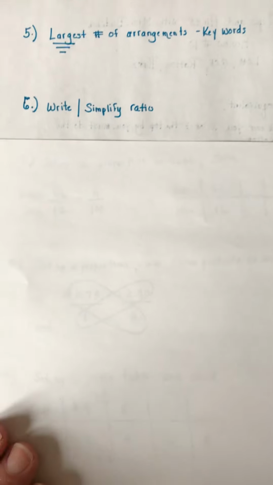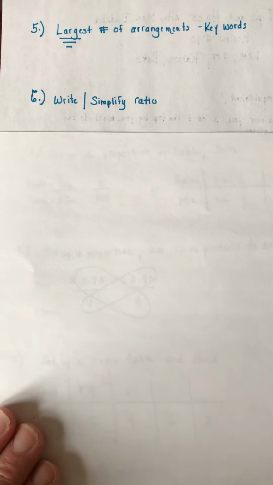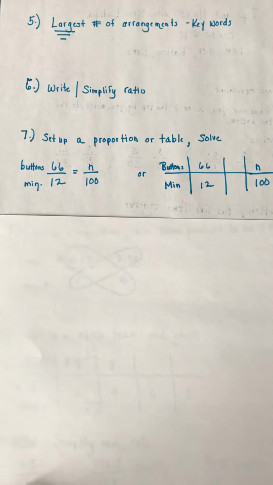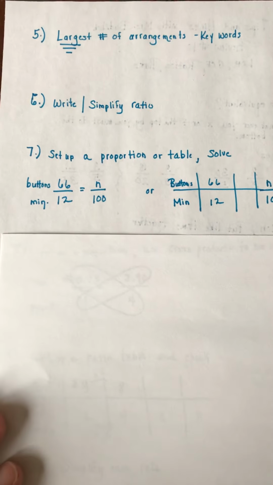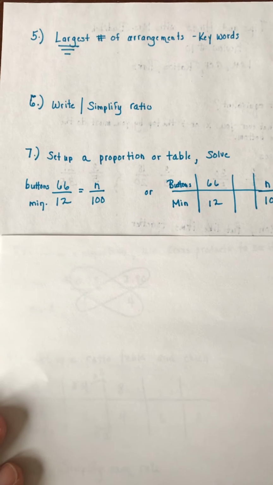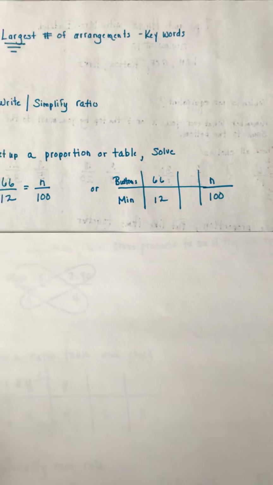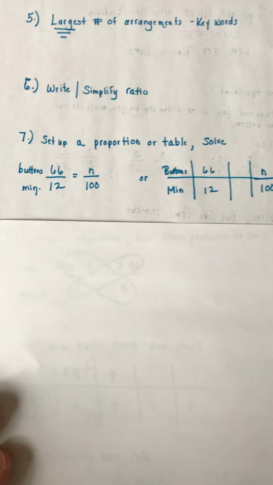For number 6, you need to write and then simplify the ratio. For number 7, I would set up a proportion, 66 to 12 equals n over 100. Or you could set up a ratio table. Either way.